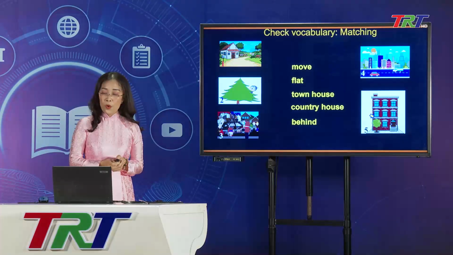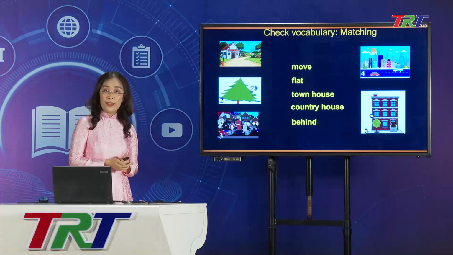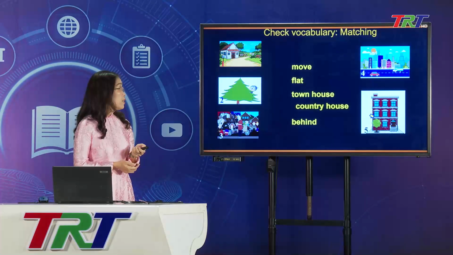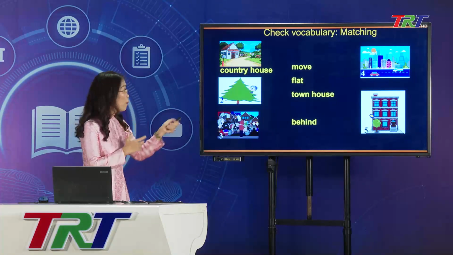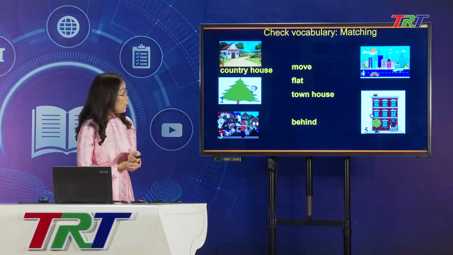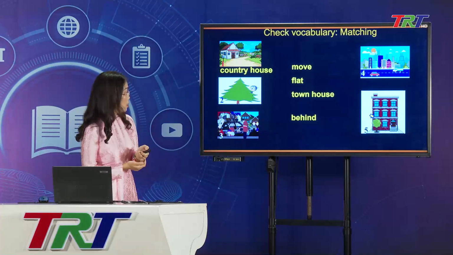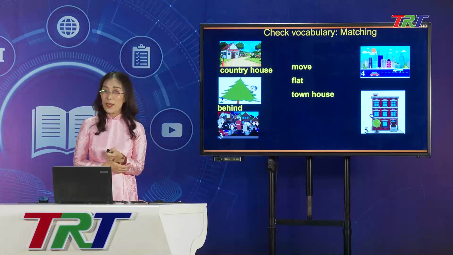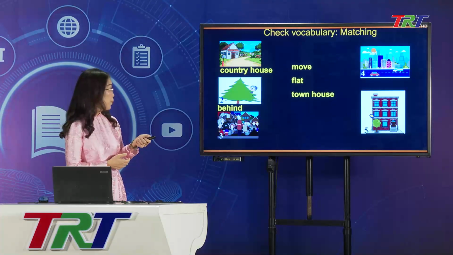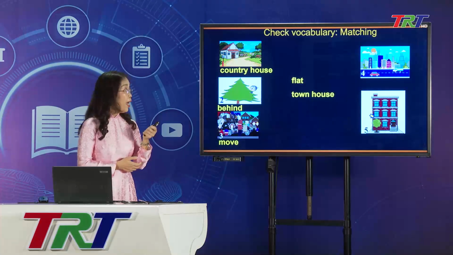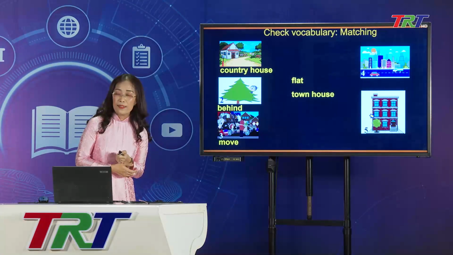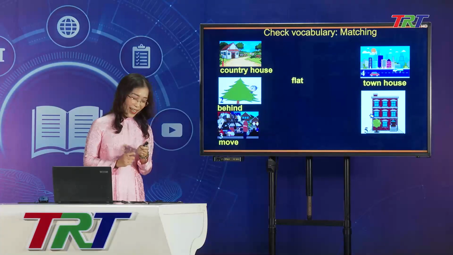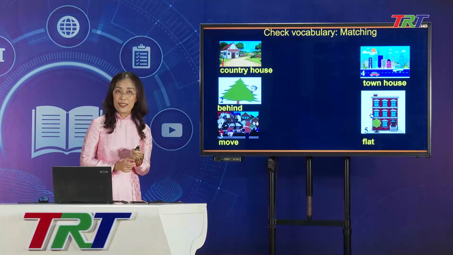Now let's start. What's the word for number 1? Can you tell me? Yes, that's right. Number 1 is country house. And how about number 2? Number 2 is behind. And number 3, you can tell me. Number 3 is move. And how about number 4? Number 4 is townhouse. And the last one is flat.